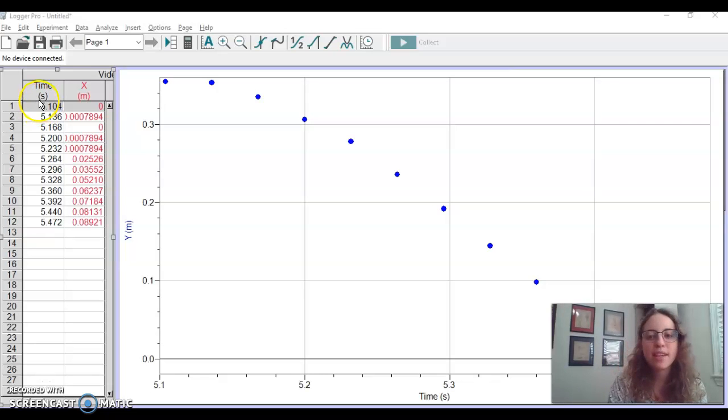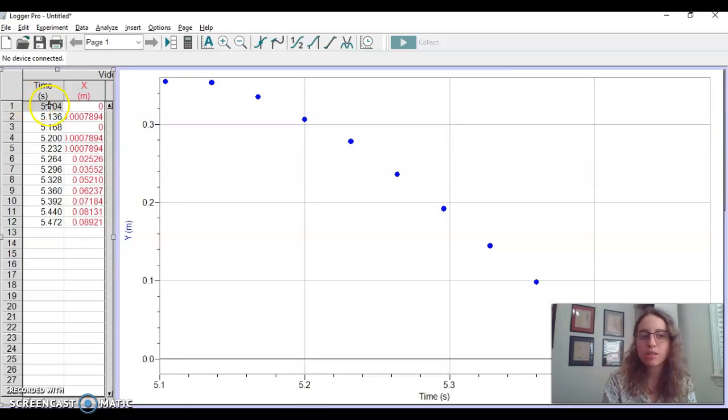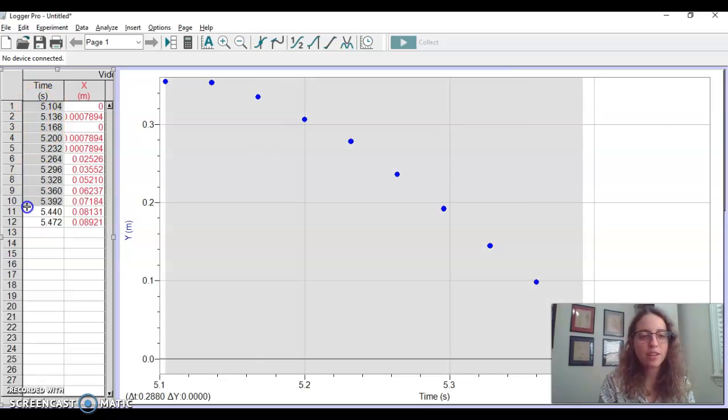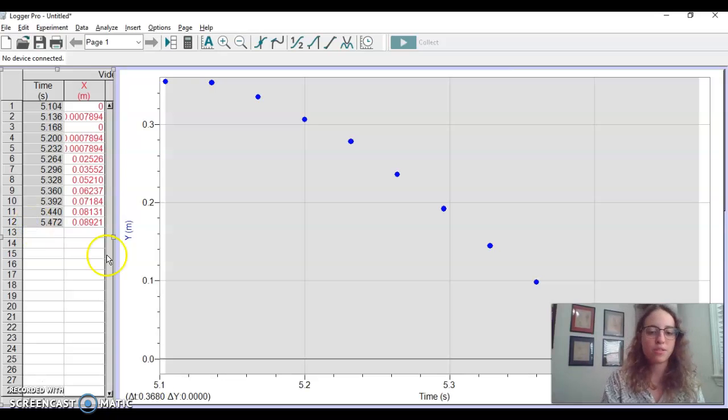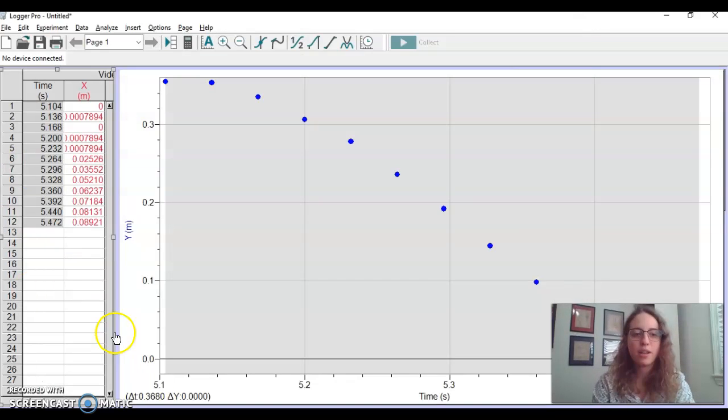And to start, I'm going to copy my times into an Excel document. I clicked the top box with time, held down my left key, and dragged all the way down to the bottom box with time. I'm going to put that in column A in this Excel document that I have open.